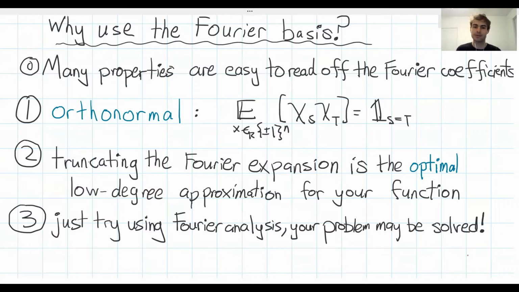A second property is that the basis is orthonormal, which is nice when the input is random, because the basis functions are orthogonal under a random point from the Boolean hypercube. Another nice property of the Fourier basis is that if you truncate the Fourier expansion to any fixed level, that gives you the optimal low-degree approximation for your function f, which is a nice property to have.